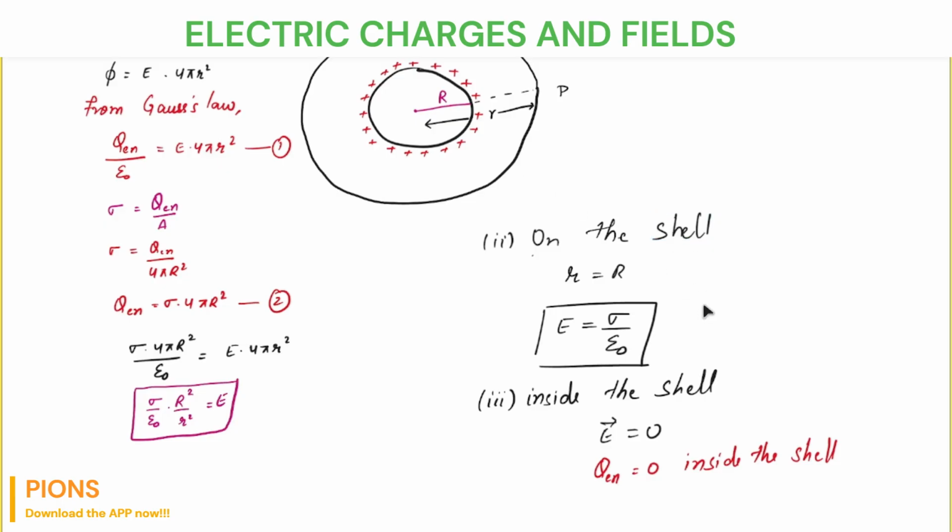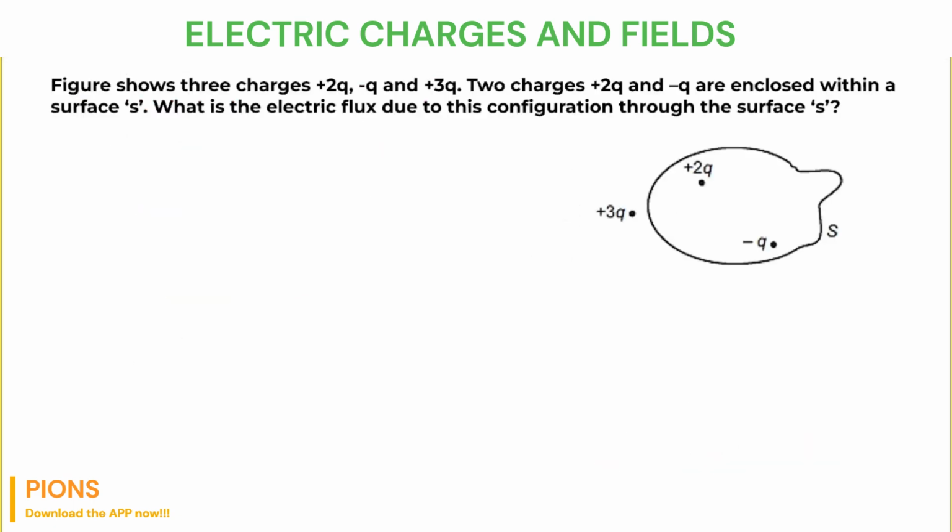And let's do a few problems based on this thing. Let's see. The question over here says the figure shows 3 charges, 2Q, minus Q and 3Q. 2 charges 2Q and minus Q are enclosed within a surface S. What is the electric flux due to this configuration? Now be very careful, flux is a scalar quantity. So you have to take the negative sign of the charges, right?